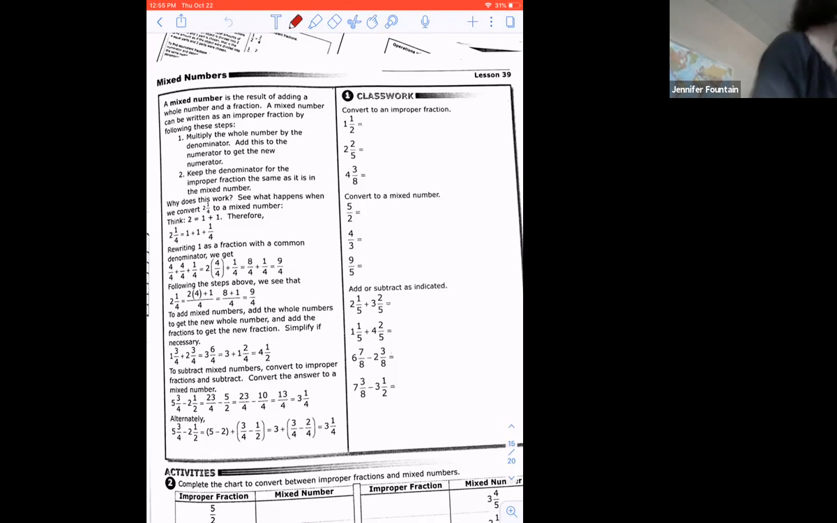And it's kind of like you're worried that it's going to be heavy and it can fall over, okay? So that's what I think about with an improper fraction. But my numerator is larger than my denominator.